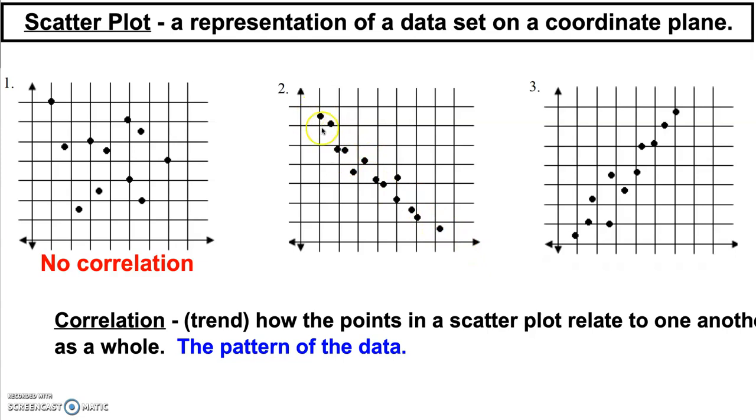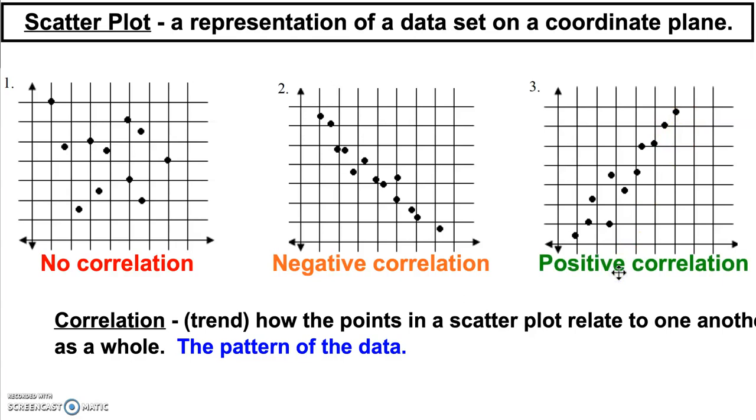Our decreasing trend has a negative correlation because this looks like a line that has a negative slope. As we read the graph from left to right on this one, it's increasing from left to right. It looks kind of like a line that has a positive slope. So we would say this set of data has a positive correlation.